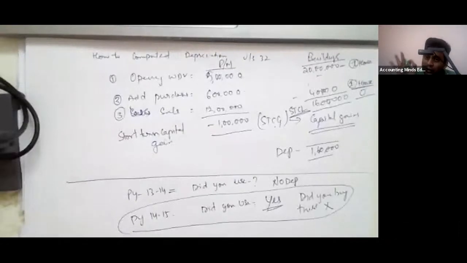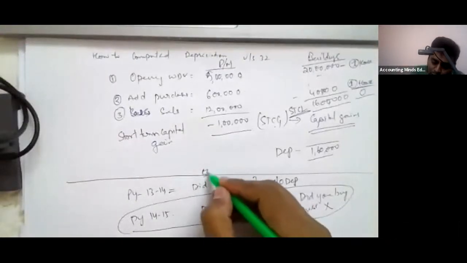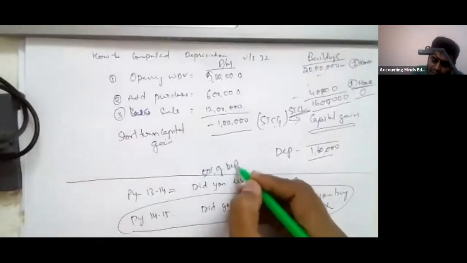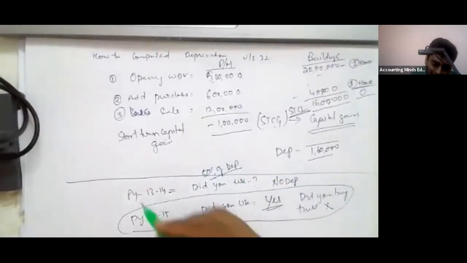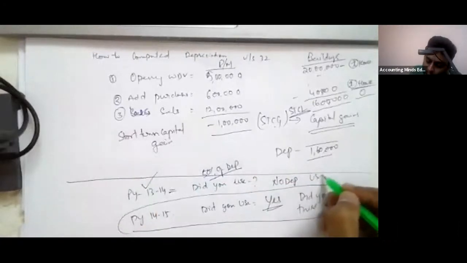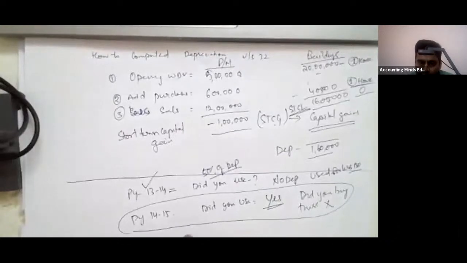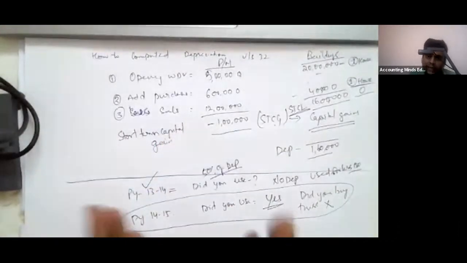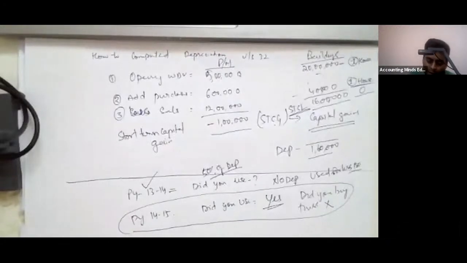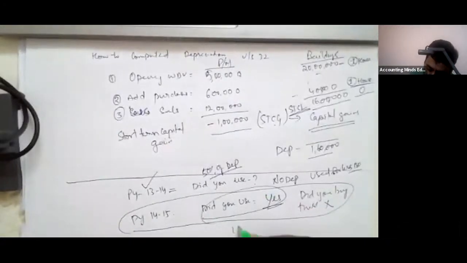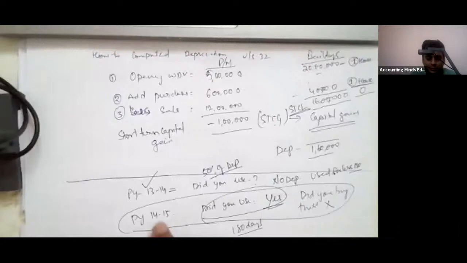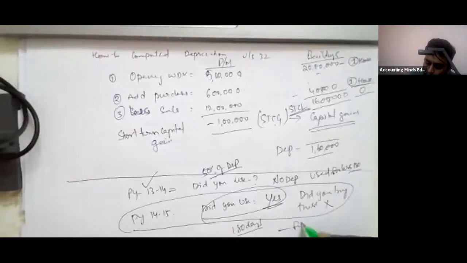The rule clearly says you can charge 50% of depreciation if you have purchased in the same previous year and used for less than 180 days. If you used it for less than 180 days and purchased in the same previous year, then 50% depreciation. But if you used it for less than 180 days, but purchased in some other previous year, you did not purchase it in this previous year. So this year, you can get full depreciation.